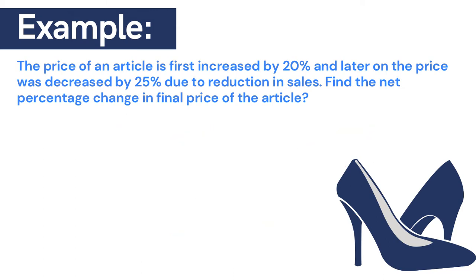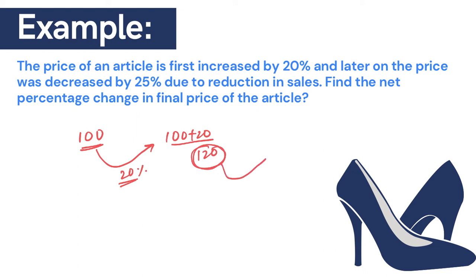Let's see the same problem by the traditional method. Suppose the article's first price was 100, then after it increased by 20%. So what is the 20% of 100? This is 20. So 100 plus 20, this is equal to 120. So then after my price is 120. Then after, price is decreased minus 25%. So what is the 25% of 120?